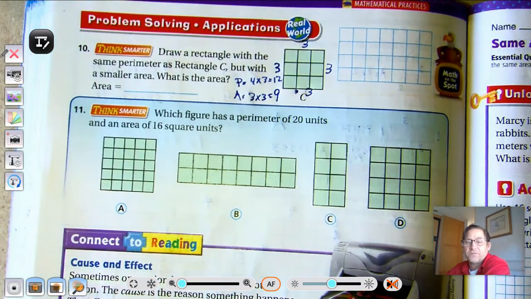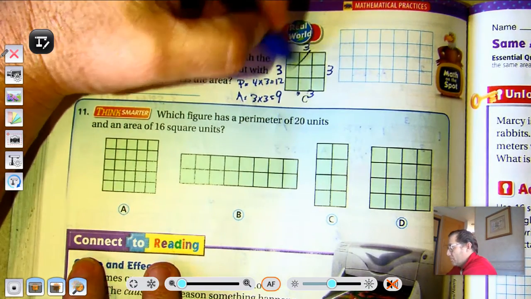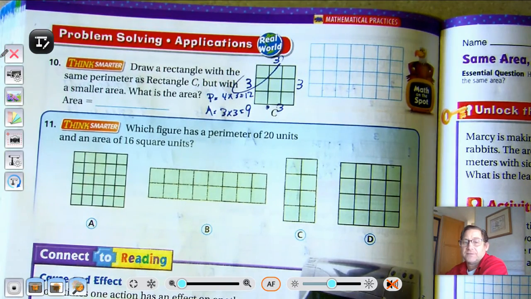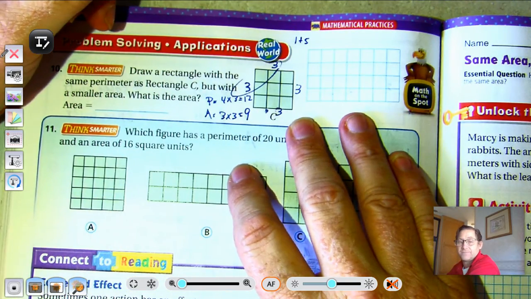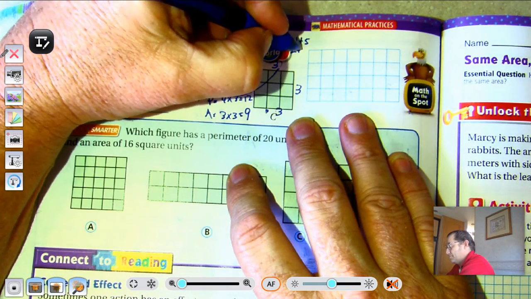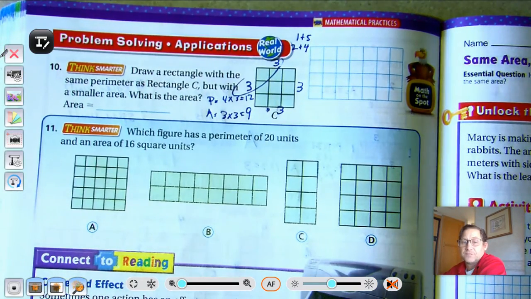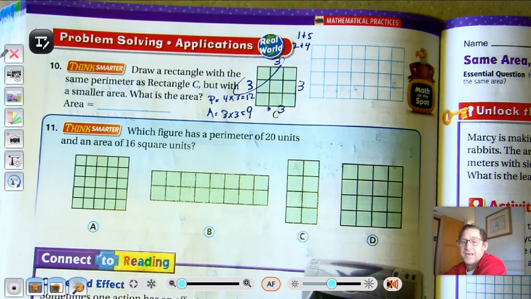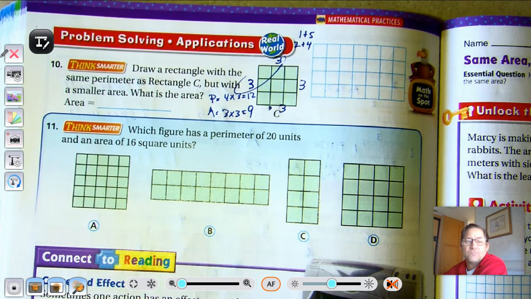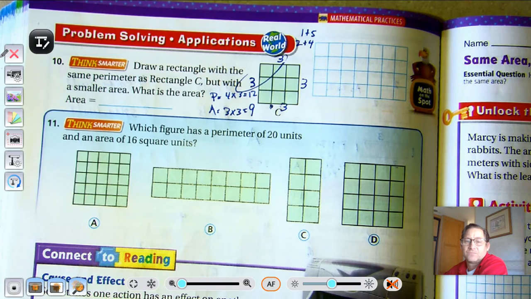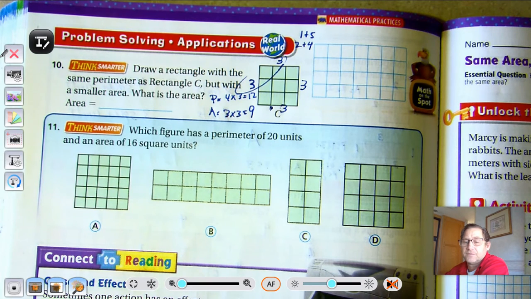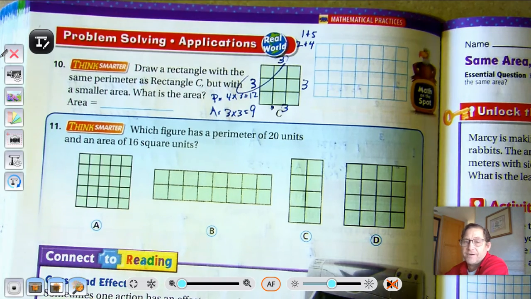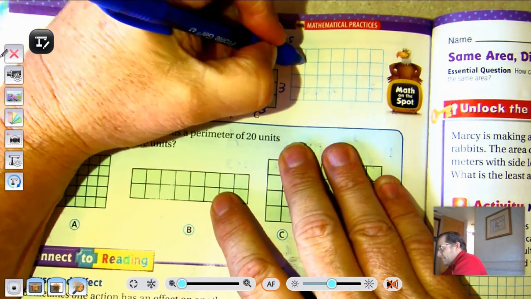So we have to come up with a perimeter of 12. So we want two of the sides to add up to 6. I could have a 1 by 5, and I could have a 2 by 4, because those would add up to 12 if we had 4 sides. And we need a smaller area. Well, no matter which one I choose, it has to have a smaller area, because the other two wouldn't be a square. And the closer you get to a square, the larger the area. So I'm just going to go ahead and do a 1 by 5.